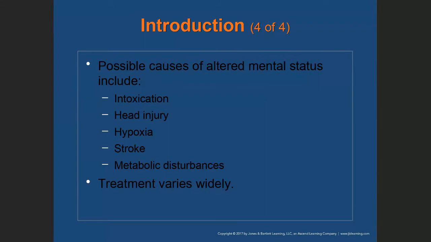For the altered mental status now. Altered mental status is when a patient is behaving outside of what would be considered normal. So they are displaying abnormal behavior. Possible causes of altered mental status include intoxication, could be the patient has a head injury, could be the oxygen saturation inside of the body is too low, that's hypoxia, could be from a stroke, or it can be from a metabolic imbalance or disturbance, diabetic issue.